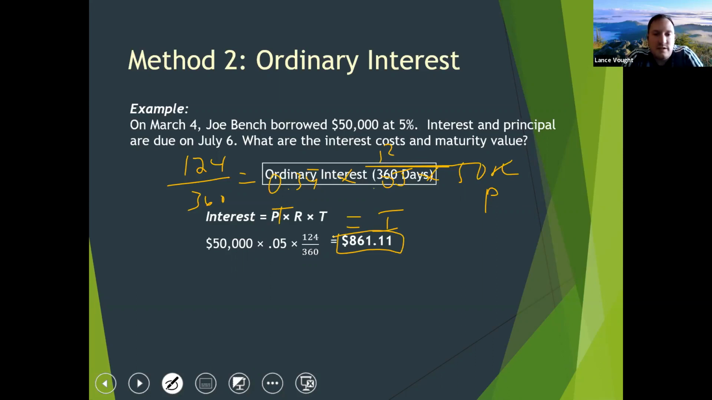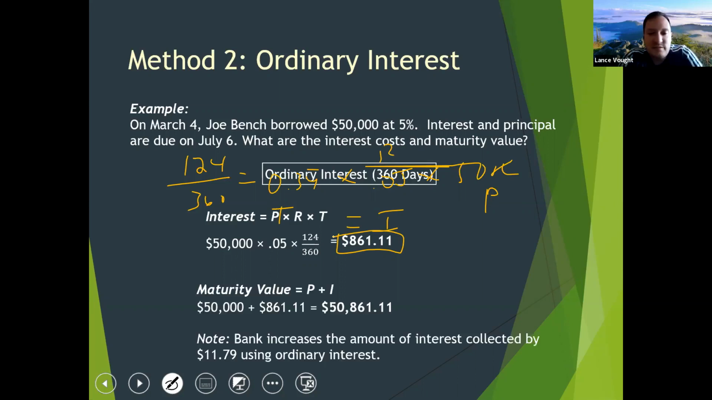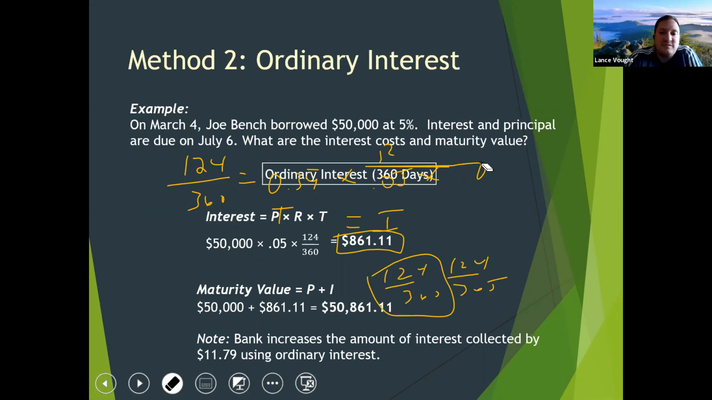And if we want to calculate a maturity value, just add 50,000 to 861. So it turns out that our interest is going to go up, which should make sense because if our denominator is smaller, then the fraction's bigger. If we're comparing 124 over 365 and 124 over 360, this one is larger, so it's going to create more interest. So banks are greedier than the Federal Reserve. That's the takeaway from this.